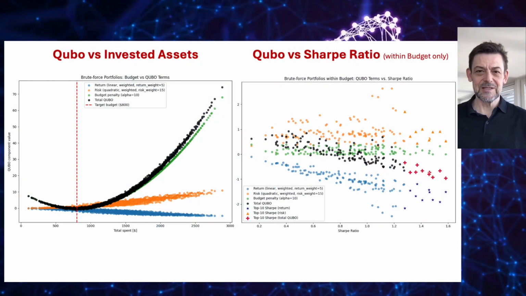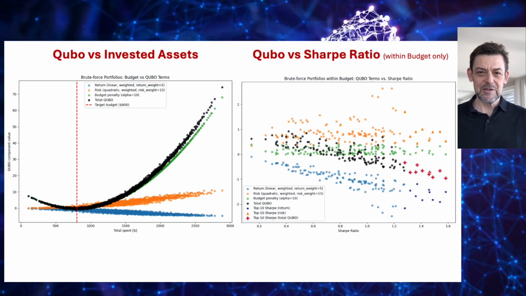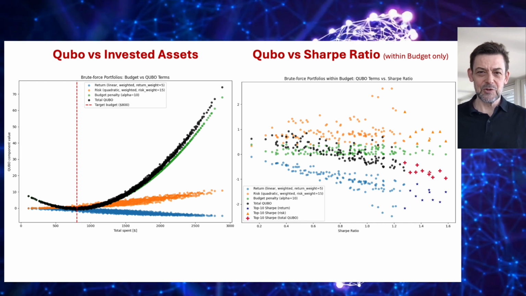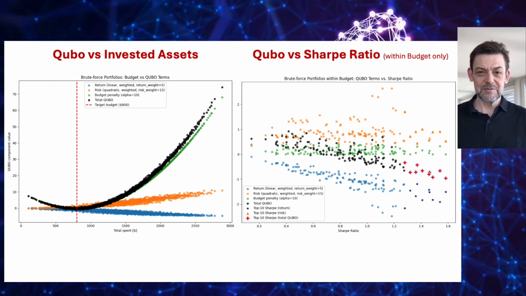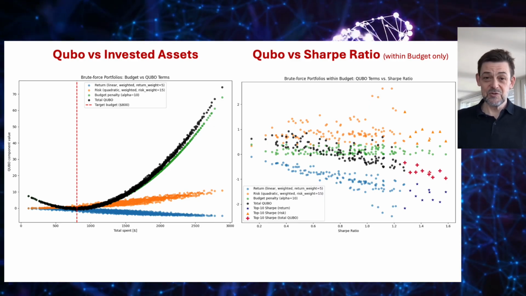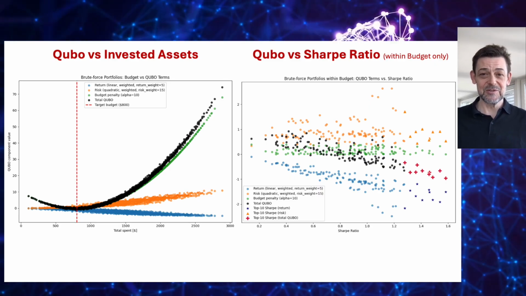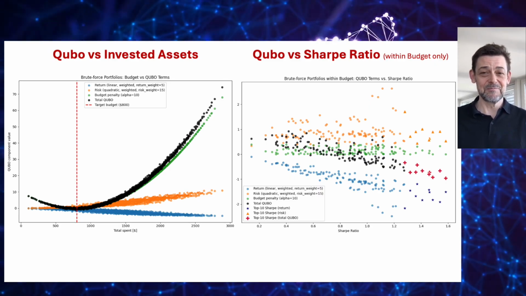So far, we only examined the QAOA value versus the invested assets. But even more important is the Sharpe value as combo for risk and return. The plot to the right shows the QAOA value for each portfolio's Sharpe ratio, separated by our three terms: budget, risk, return, and the black total.